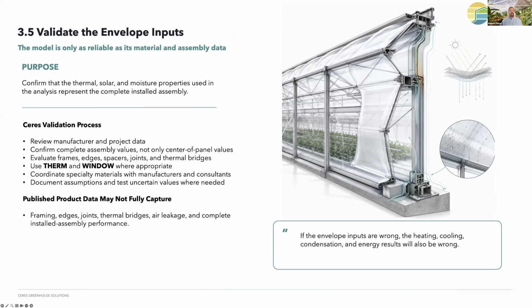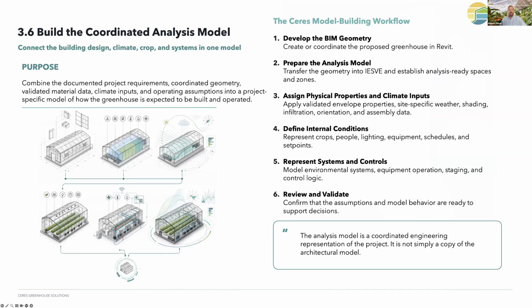So one of the most important things is making sure you understand the properties and the elements that you're actually putting into the building. Once the project requirements and envelope properties are understood, we bring it all together in a coordinated analysis model. The model connects the proposed building with site-specific weather, the crop-related loads, internal equipment, schedules, environmental systems, and controls. It's not just an architectural model imported into another program, it's an engineering representation of how the project is expected to be constructed, occupied, operated, and actually controlled in the future.